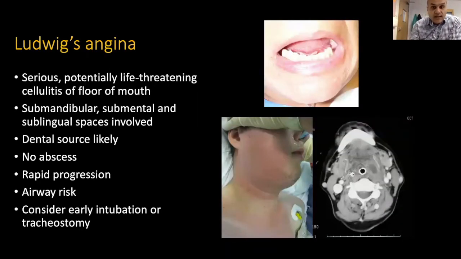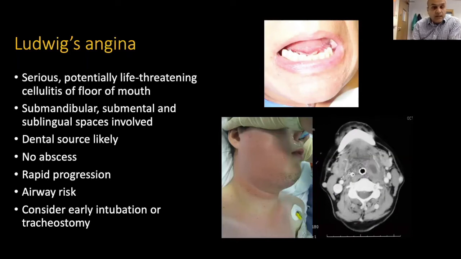So Ludwig's angina, by definition, I'm sure most of you must have seen: board-like floor, tense, patient can't speak very clearly, can't swallow, limitation in mouth opening, sublingual space and submandibular space on both sides involved. And that's a young lad in theater about to have an incision and drainage. That's the scan. You can see the ET tube in place, and there is not much around here apart from these locules of pus and fat stranding.